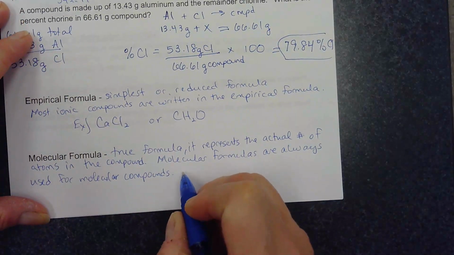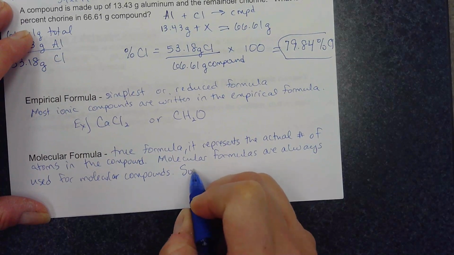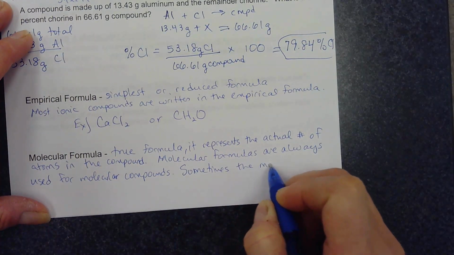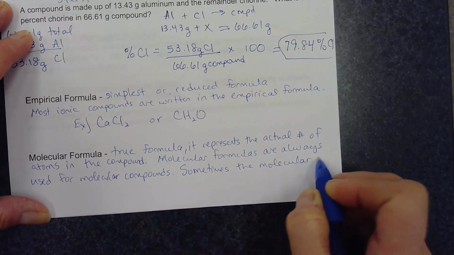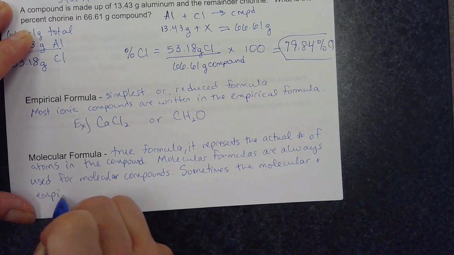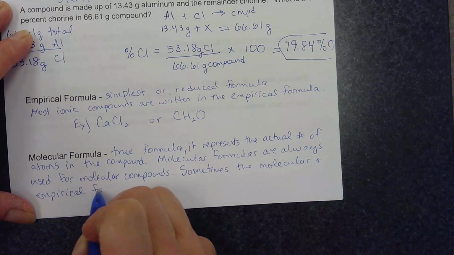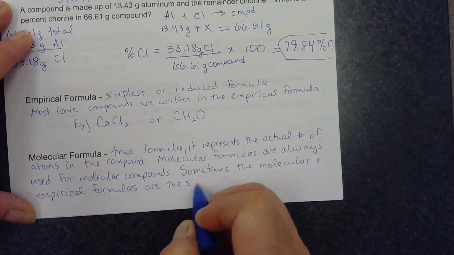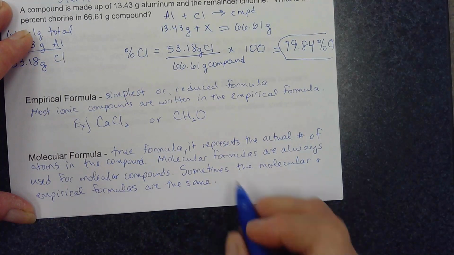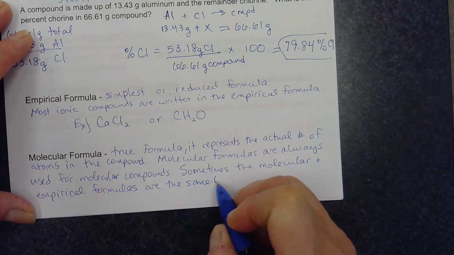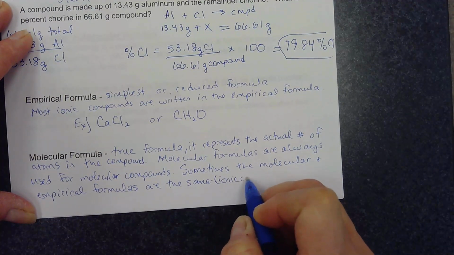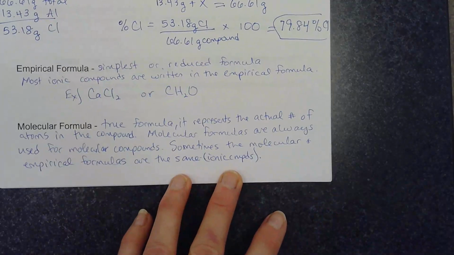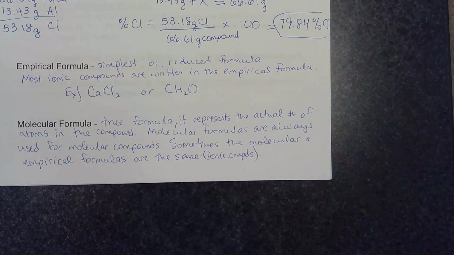And sometimes the molecular and empirical formulas are the same, such as in ionic compounds. The molecular formula is the true formula. It is the simplest formula as well.